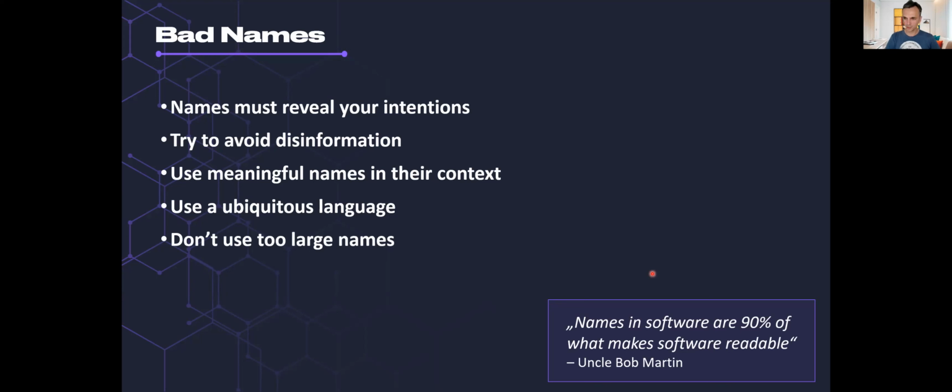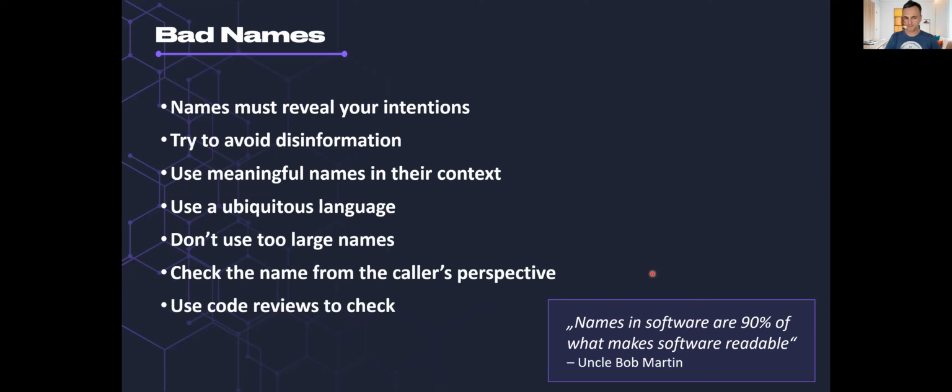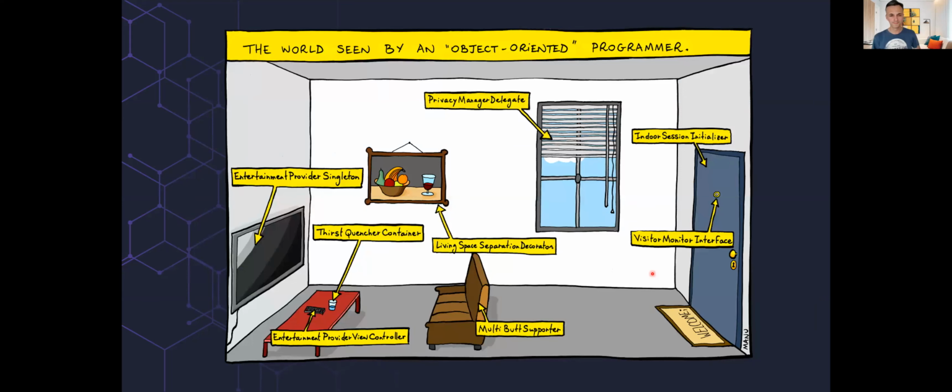Don't use names that are too large, just large enough to explain what you want. And always check the name from the caller perspective. For this, you can also use code reviews. Do other people understand what I named? If this is clear to me and to someone else, then probably it is good. If not, then maybe I need to change something. For example, if we take one image like this and give it to 10 developers, you will probably get different names for all of these items. This shows how complex a thing this is to do.